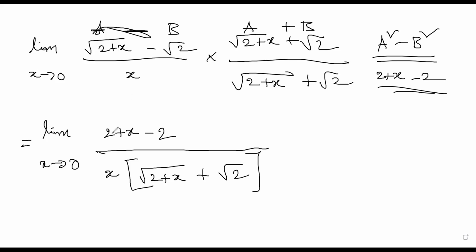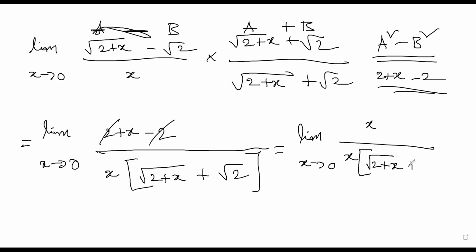Aditi, please see once again. This 2 and this 2 are gone, and the x and x cancel. Limit x extends to 0, you have x divided by x into root of 2 plus x plus root 2. Now x is cancelled. What is left is 1 by root of 2 plus x plus root 2.